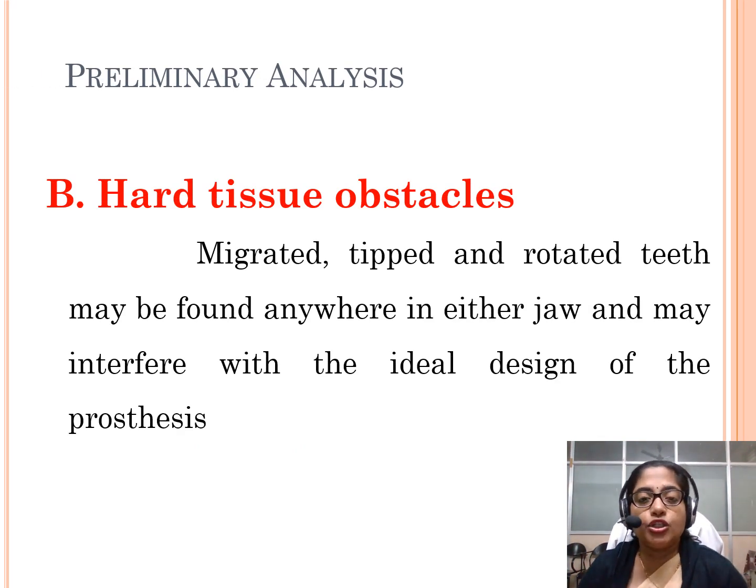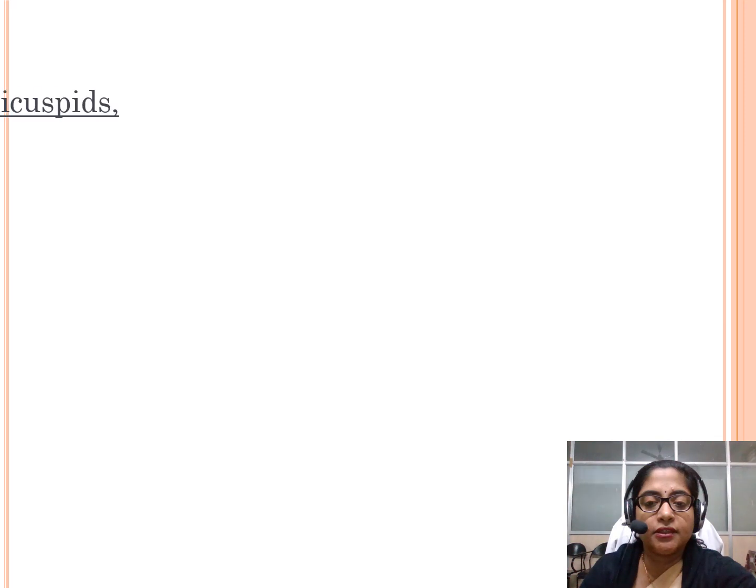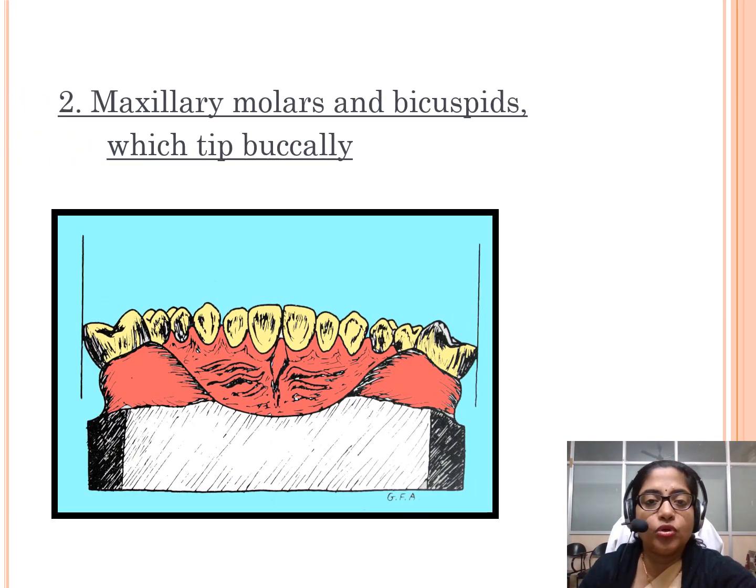Now coming to hard tissue obstacles. Migrated, tipped and rotated teeth may be found anywhere in the jaw and may interfere in the ideal design of the prosthesis. So, lingually inclined mandibular teeth, you can see here. Maxillary molars and bicuspids which tip buccally.